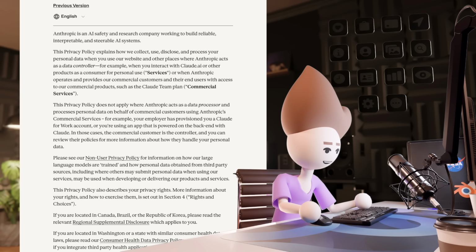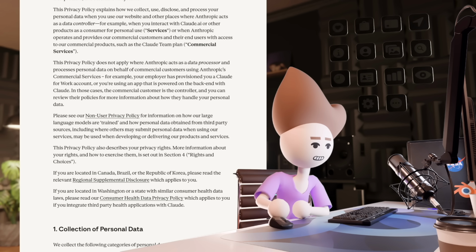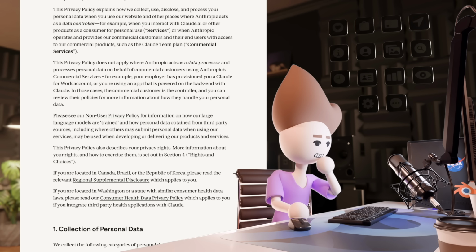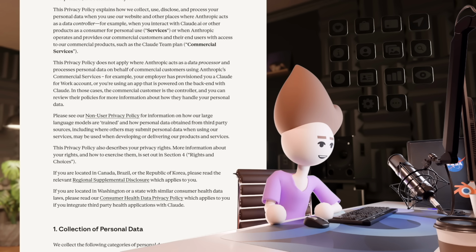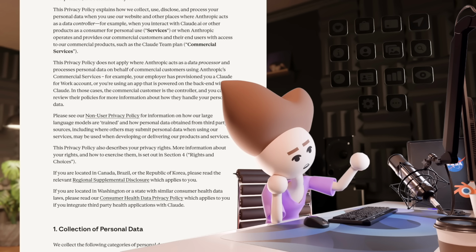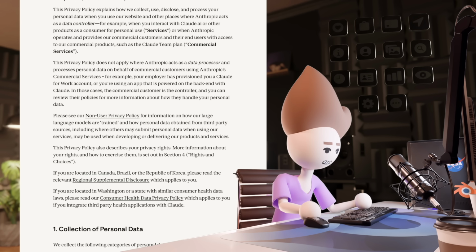Please see our non-user privacy policy for information on how our large language models are trained and how personal data is obtained from third-party sources, including where others may submit personal data when using our services, may be used when developing or delivering our products and services. So we won't be looking at that in this particular video, but just know that this privacy policy itself does a decent job of understanding where all of this stuff comes from. You'll see in a little while what I'm talking about.